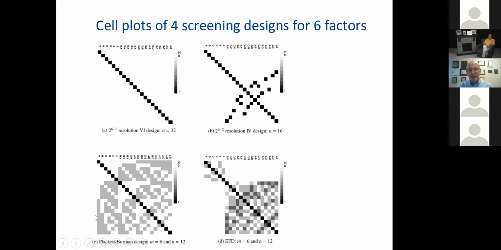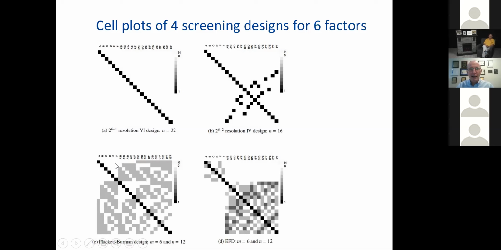This is an interesting design. This is a Plackett-Burman design for 6 factors and 12 runs. And we can see in this case that the main effects are uncorrelated with each other, but main effects are correlated with two-factor interactions, although not completely confounded with them. And two-factor interactions are correlated with each other. So there's a lot of correlation going on in here.